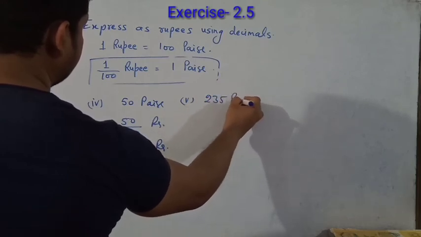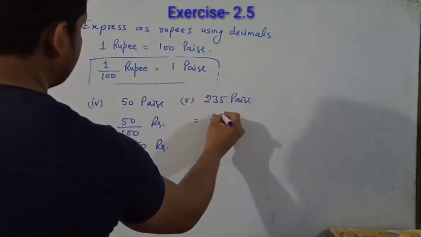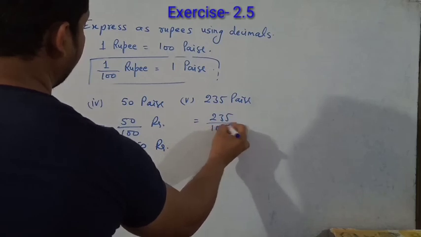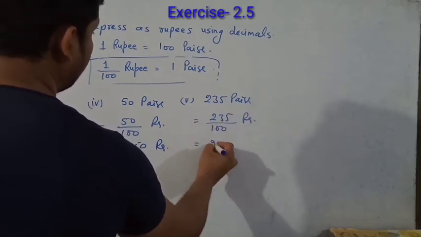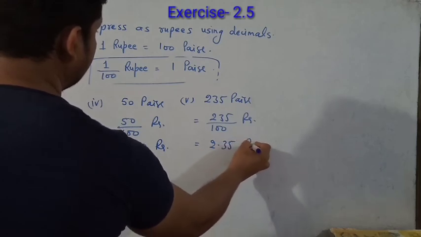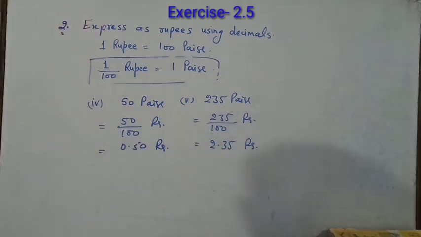Then the fifth is 235 paise. Conversion in rupees: divide by 100 and convert into rupees. After 2 digits we will put the decimal sign. So this is 2.35.